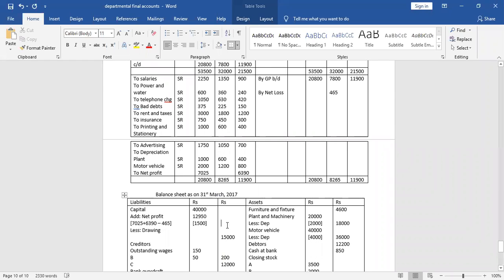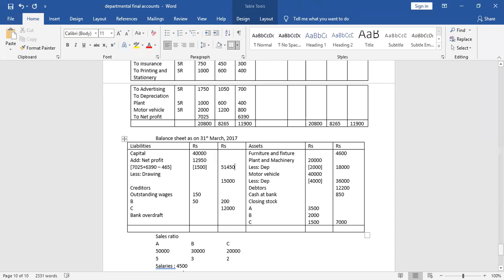So now what will you get? What is the balance sheet total? 40,000 plus 12,950 minus 1500, we are getting 51,450. See what total is coming for the balance sheet? 51,450 plus 15,000 plus 200 plus 12,000. How much are we getting? We are getting 78,650.